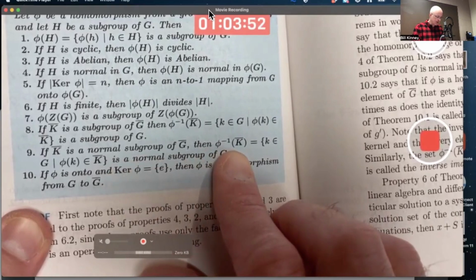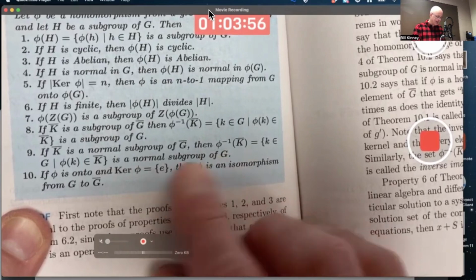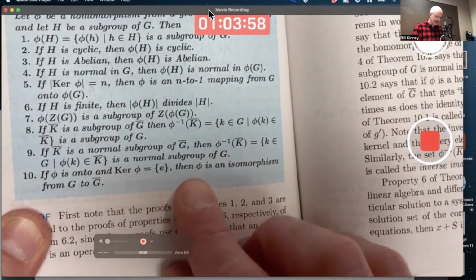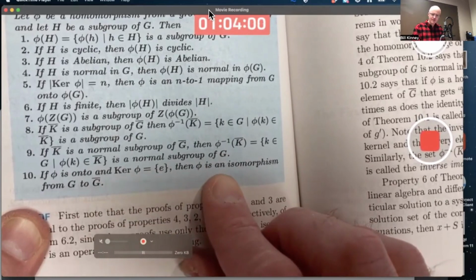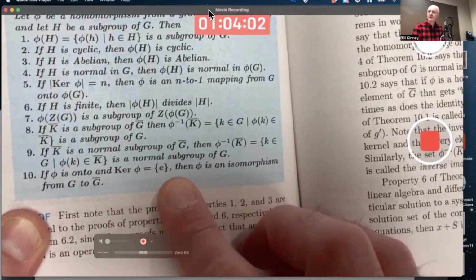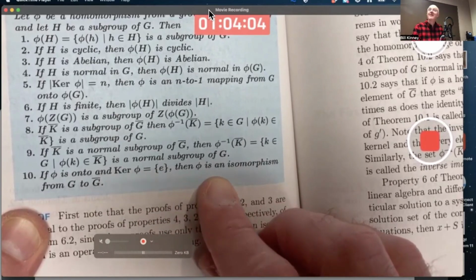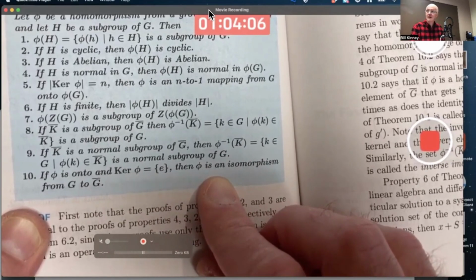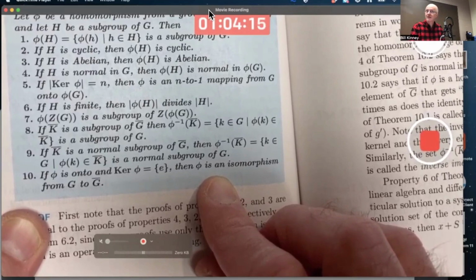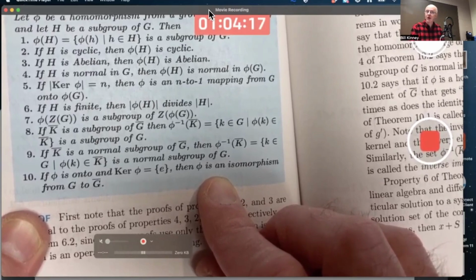Pre-images of normal subgroups are normal subgroups. You should be able to use the normal subgroup test to prove that. If phi is onto and the kernel is trivial, then it's actually an isomorphism. Effectively, the kernel being trivial means this is 1-to-1. That came up in linear algebra. You got trivial kernels when there are no free variables. Your linear transformation was 1-to-1. It's all related.